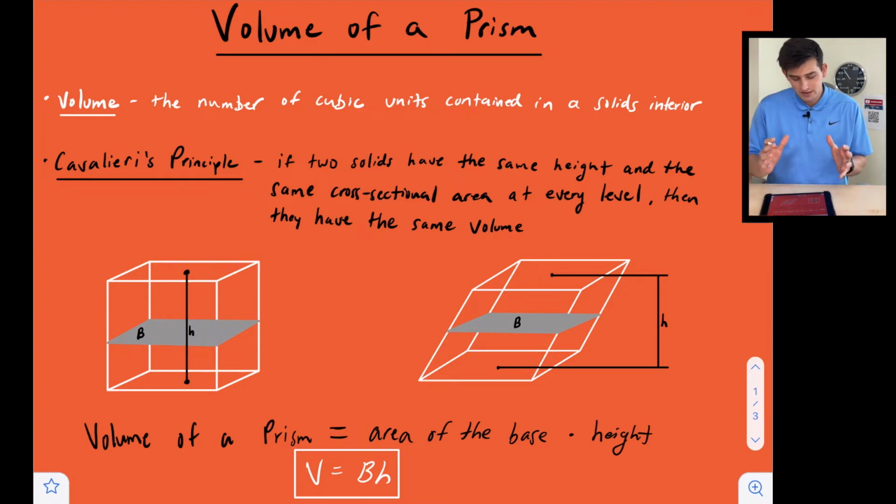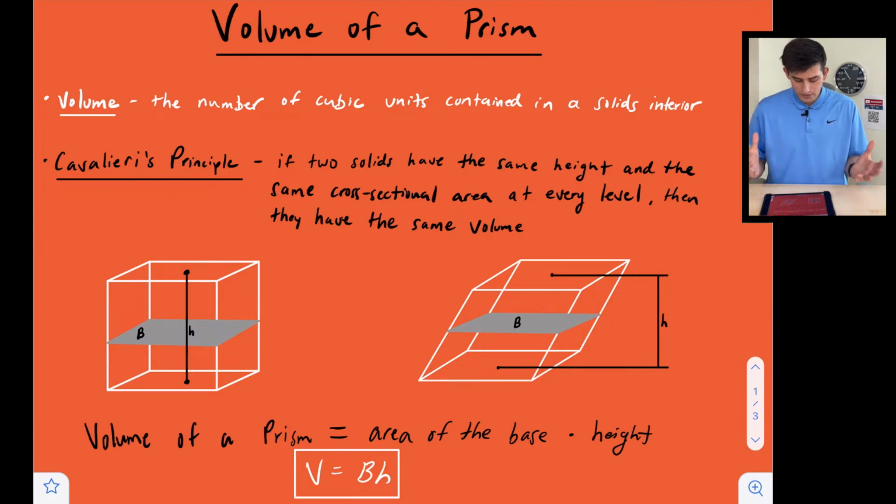So essentially what this says, we have a cube here on the left and we have a cube here on the right. The cube on the left is essentially straight up and down, right? It hasn't been tilted or turned or anything like that. And the cube on the right is just slanted a little bit. But the height of the two cubes is the same, and the cross-sectional area, which I have shaded in gray here, has the same area.